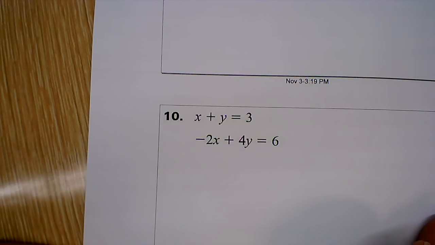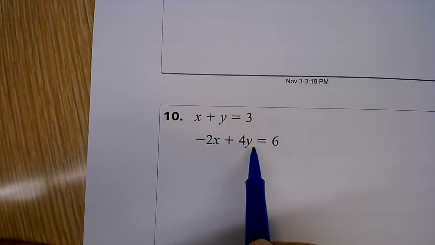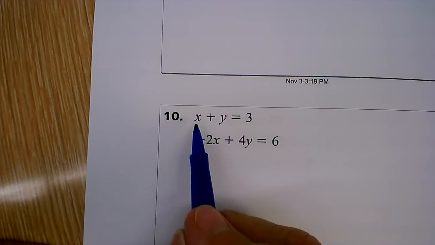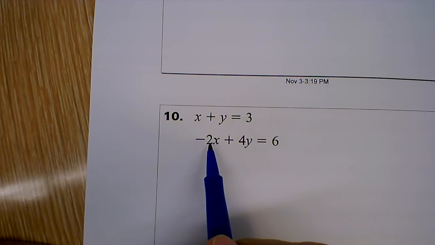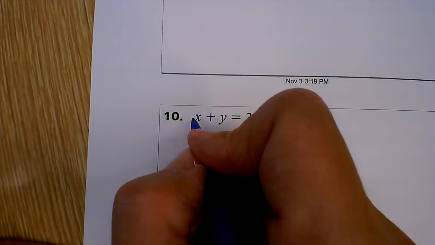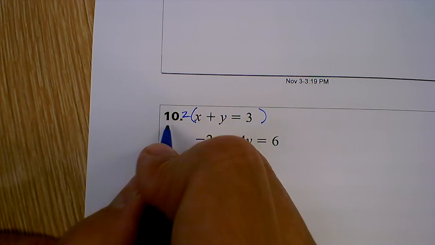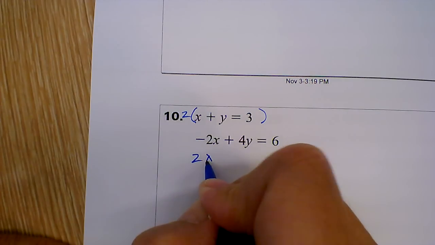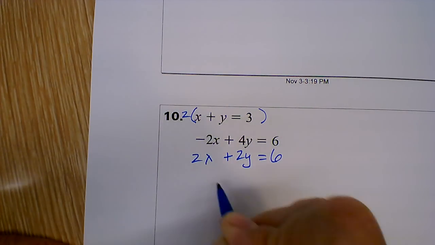Let's look at one more example. x plus y equals 3. Negative 2x plus 4y equals 6. Again, I can't add or subtract here. This is already a negative, so I think I'll multiply the first equation by 2 and eliminate my x's. So that'll become 2x plus 2y is equal to 6.